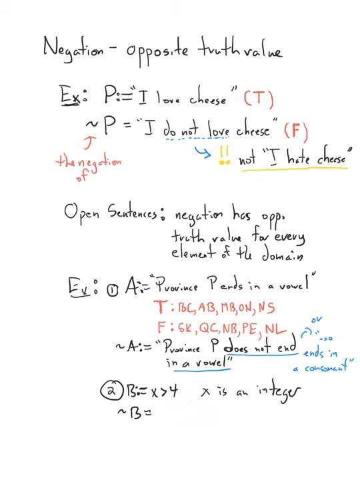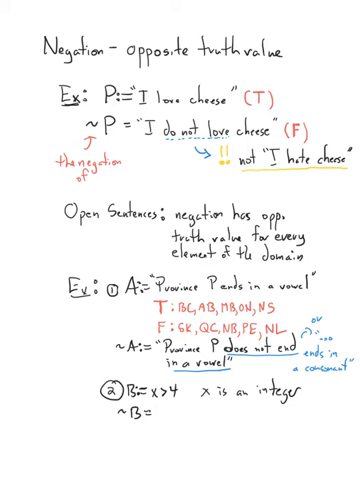So let's look at an example here. We have the open sentence: the name of province P ends in a vowel. If you go through the 10 provinces of Canada, you find that that is true for British Columbia, Alberta, Manitoba, Ontario, and Nova Scotia, and it's false for Saskatchewan, Quebec, New Brunswick, Prince Edward Island, and Newfoundland and Labrador. All of these end in vowels. All of these don't.